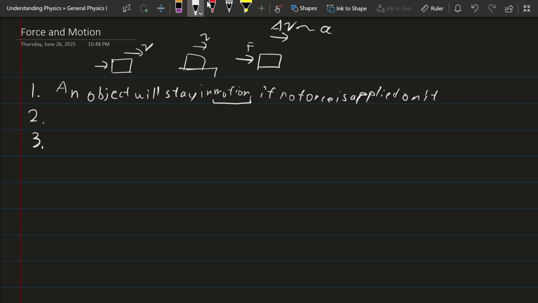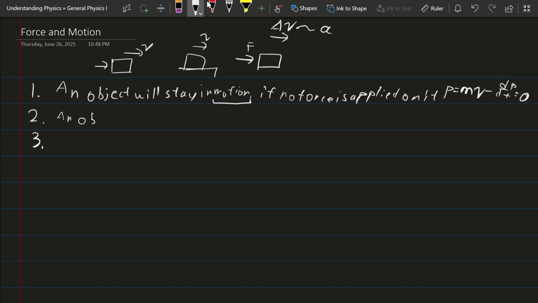Momentum is m times v. If you don't apply any force to the object, this momentum will stay the same, i.e., you can say dp over dt will be 0. The second law states the same thing.